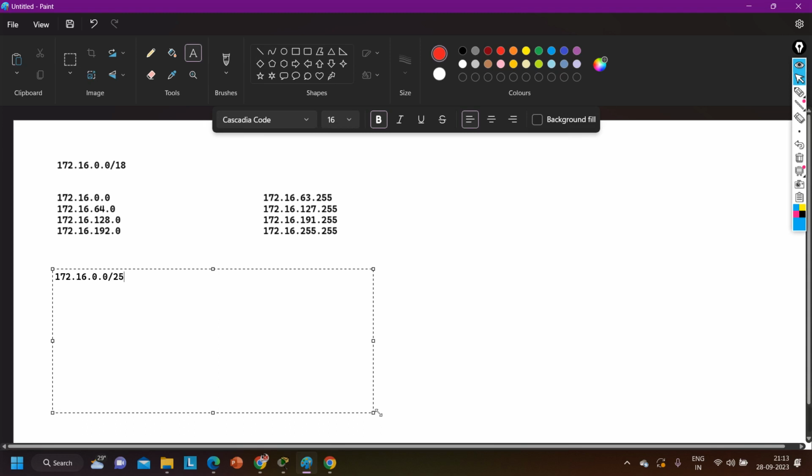2 to the power 9. Very good. It is a large number. Now tell me, this time in which octet will you add the block size? Last octet, yes, because this time the last one is present in the fourth octet, right? And if this value is, let's say, 21, this time in which octet will you add block size? Third octet.